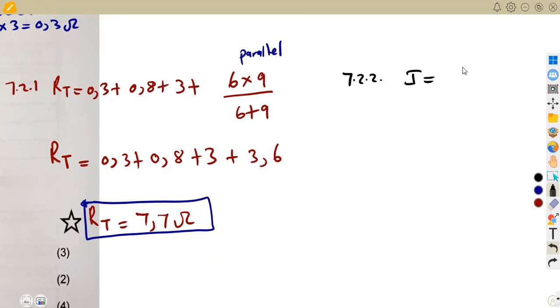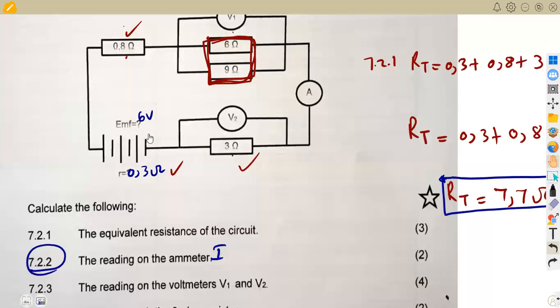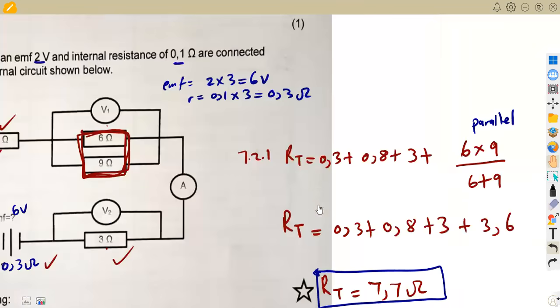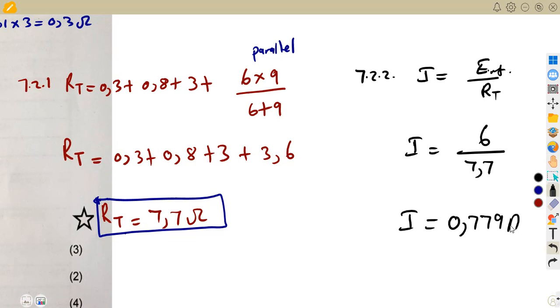So the total current is voltage over the total resistance. And the voltage here, we're talking about the total EMF in this case. We say it here, it's going to be 6 from the calculation that we did here. So we're going to have 6 volts over the total resistance. And we calculated the total resistance, 7.7. So that is going to give us the total current of the circuit. This is the current measured by the ammeter, which is going to be 0.779 amps.